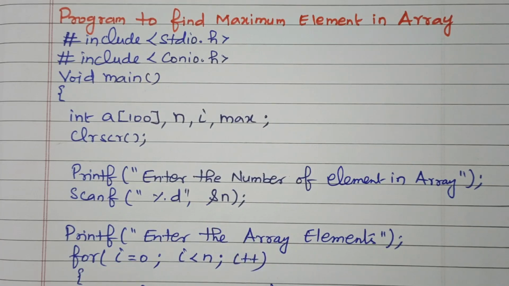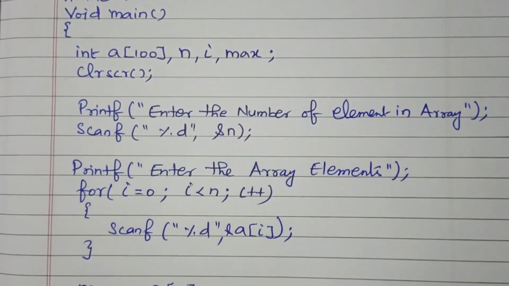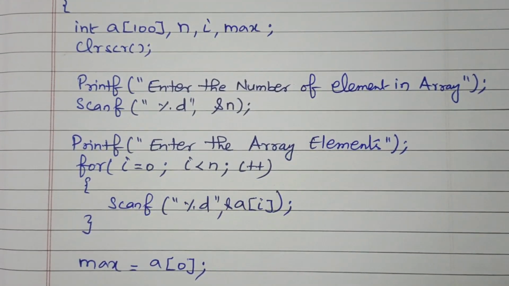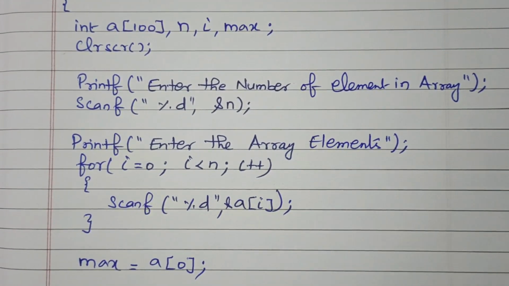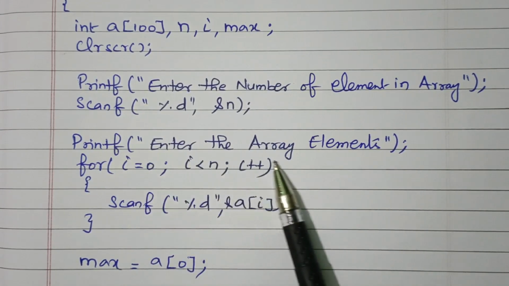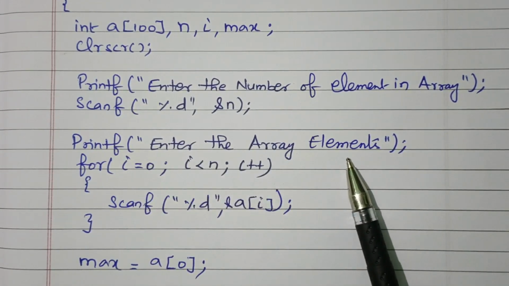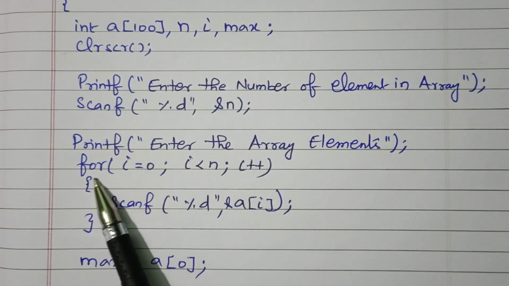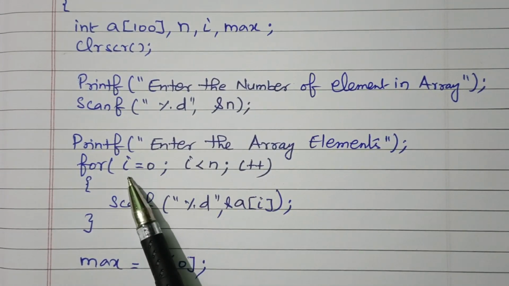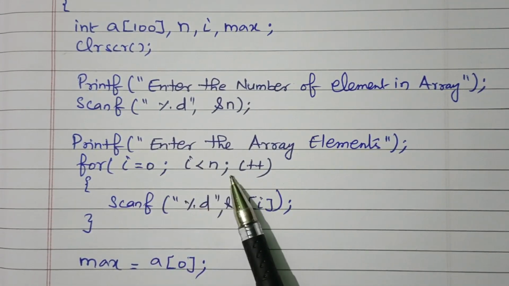Now we need to get the array elements. Now we got the array size. Printf enter the array elements. We ask the user to enter the array elements. For that we need to open a for loop: for i equal to 0, i less than n, i plus plus.